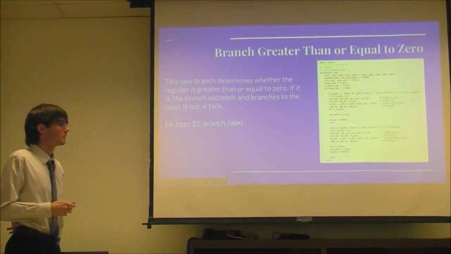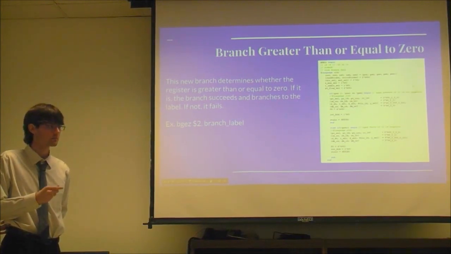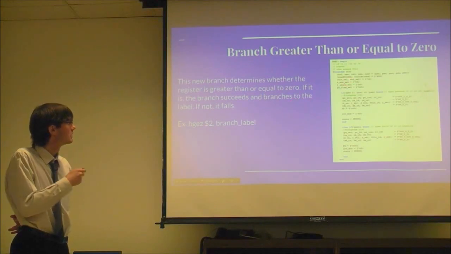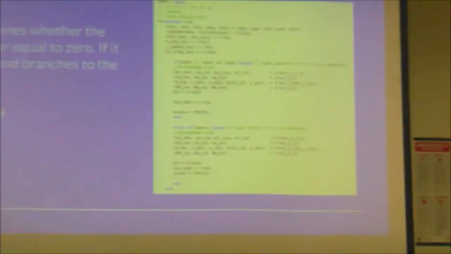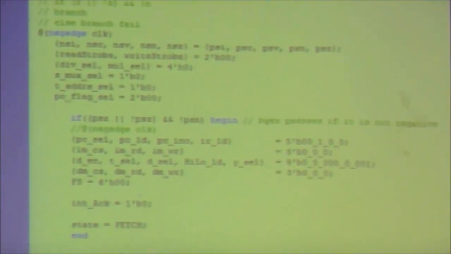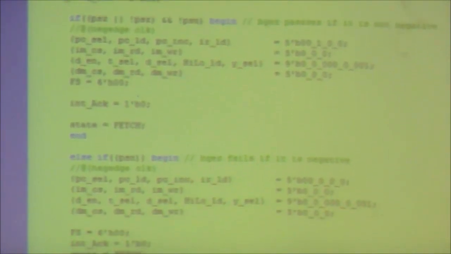So here we have branch greater than or equal to 0, which is a single operand instruction. It passes a register through the ALU and then checks the flags on that value. If the resulting value is greater than or equal to 0, the branch will succeed. If not, the branch will fail.